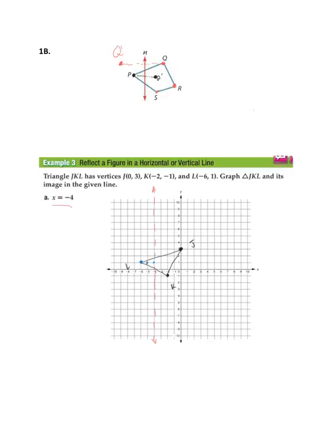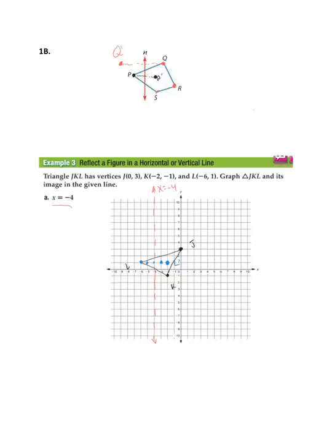you can count how far it is from the line x equals -4. So this is that line x equals -4. It is 2 units to the left. So the reflection of it would be 1, 2, that point right there. That would be the reflection of L across the line. It's 2 units to the right.